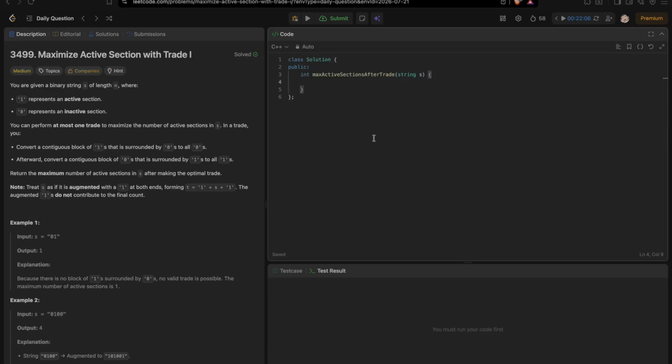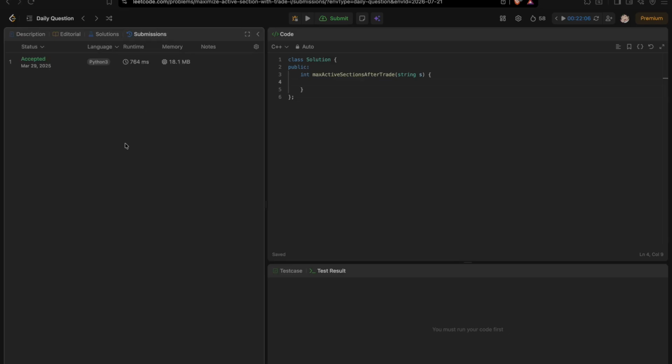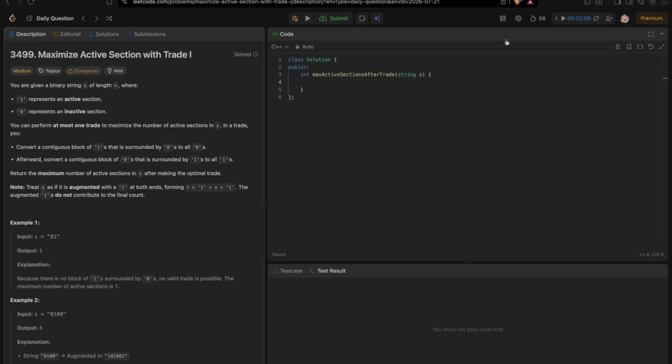Hey all, let's solve today's Leetcode daily, which says maximize active selection with trade 1. I have solved it before. It was March 2025, so it's been a year. Let me reset this timer. Let's see how we can approach it.